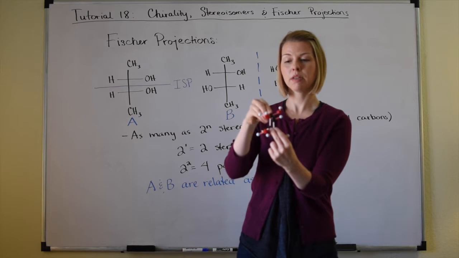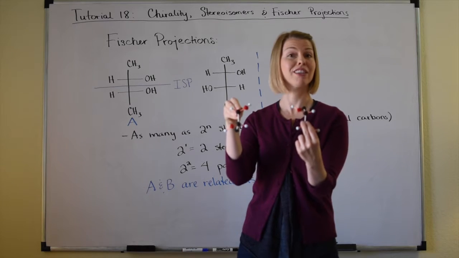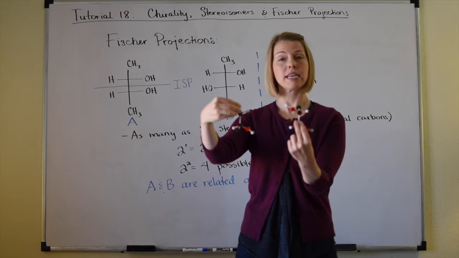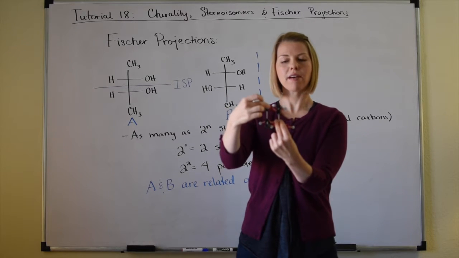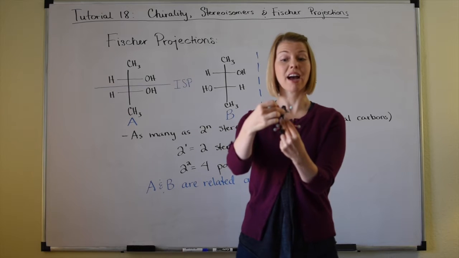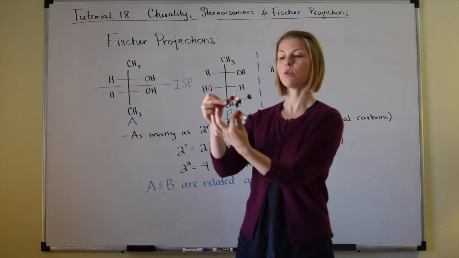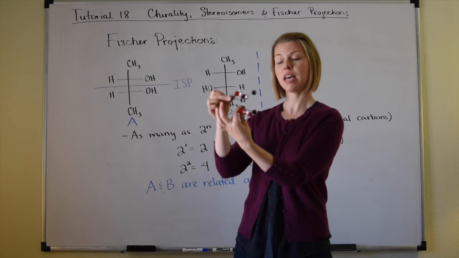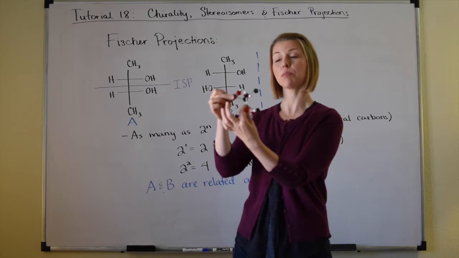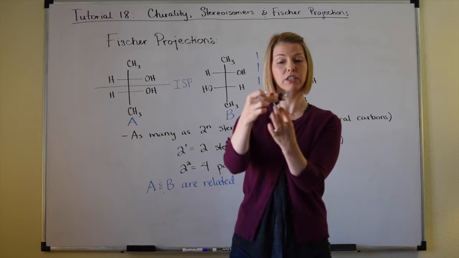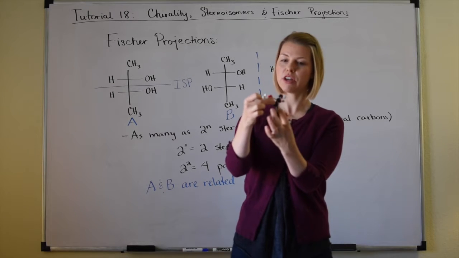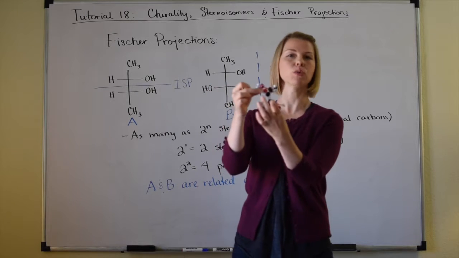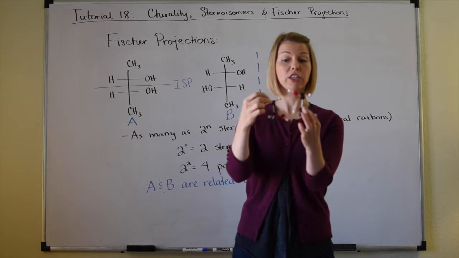Same problem. My OHs are on the wrong side. What if I flip it like this? Oh, then I have my OHs on the correct side. But notice that I just took one of those out of Fischer projection, and now that C-shaped backbone is pointing toward you in one of the molecules and away from you in the other. So my four carbon backbones do not line up if I get the OHs to line up.